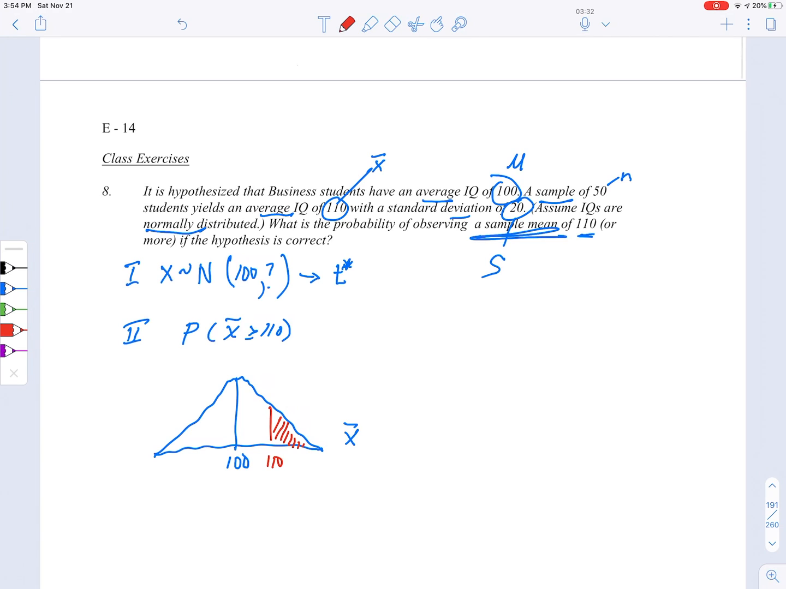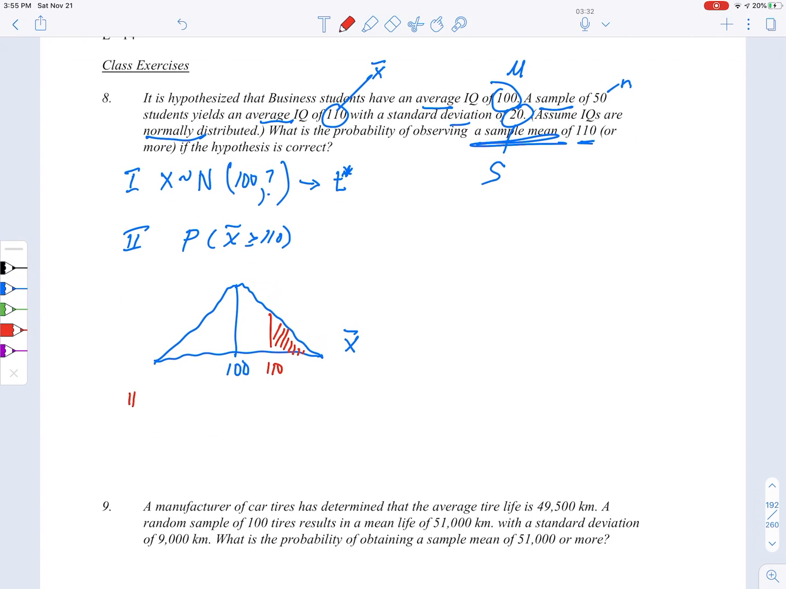In Unit H, we'll call that a p-value, the area in the tail. If that area is really small, it means the 110 is significantly higher than the hypothesized mean of 100, which would give us enough evidence to reject that hypothesis. So I'm kind of jumping ahead, but I want to show you where we're going and why we do it this way.